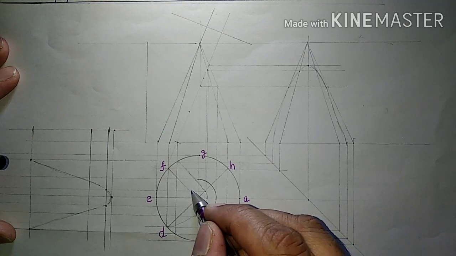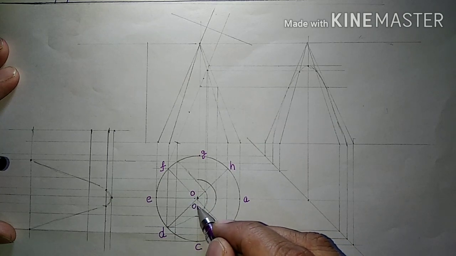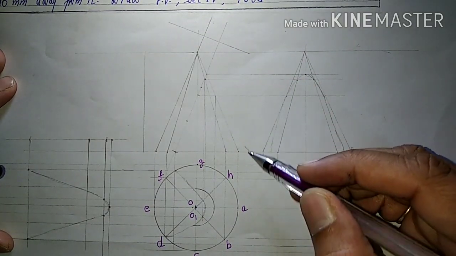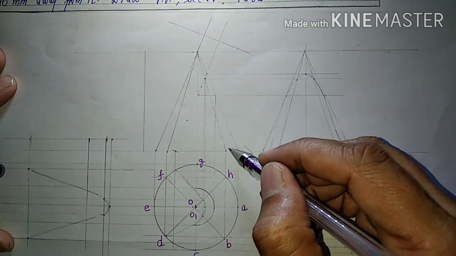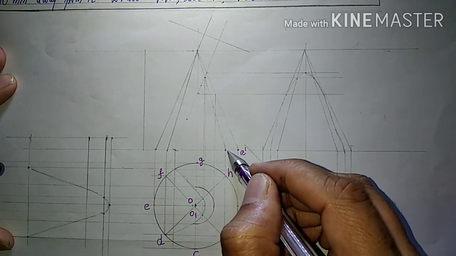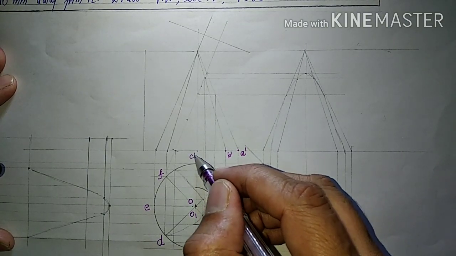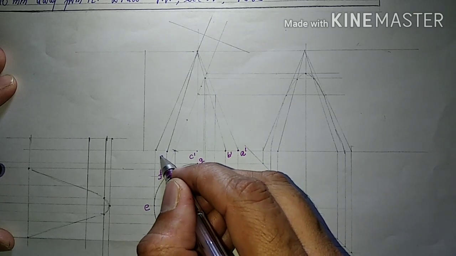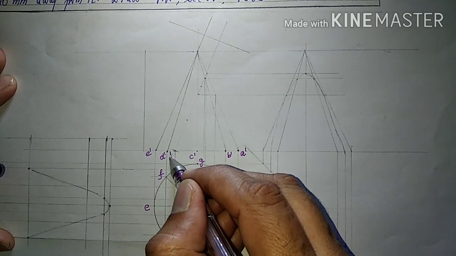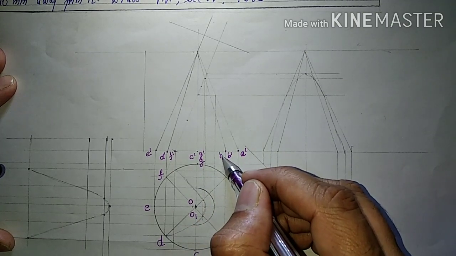We'll also mark O and O1 center line. We'll take all these projections in upward direction. So here we will get at this point A dash, B dash, C dash, D dash, E dash, F dash, G dash and H dash.